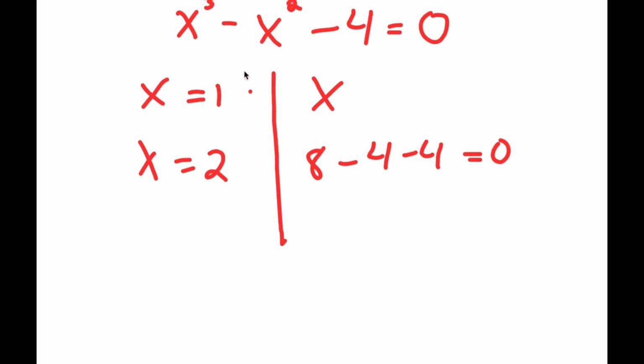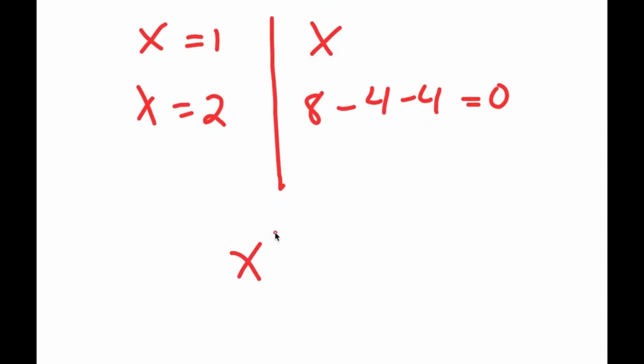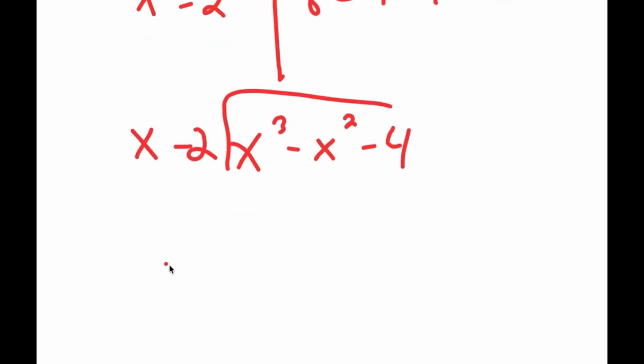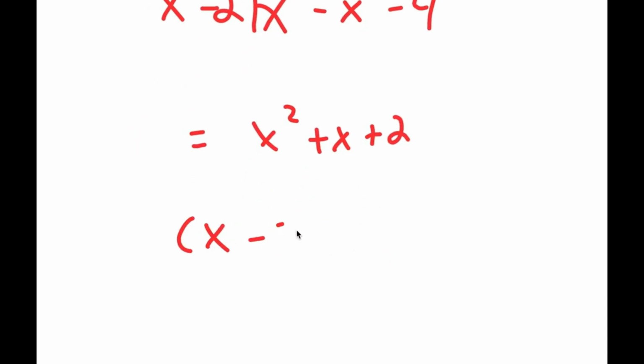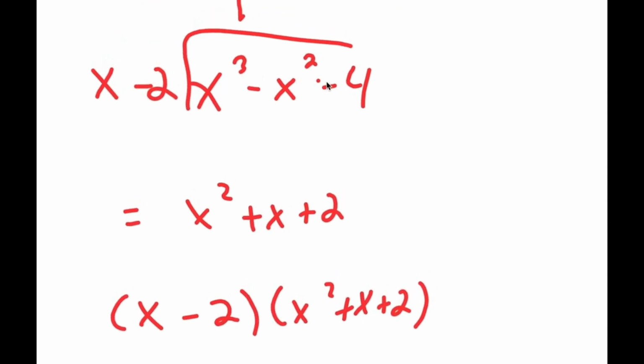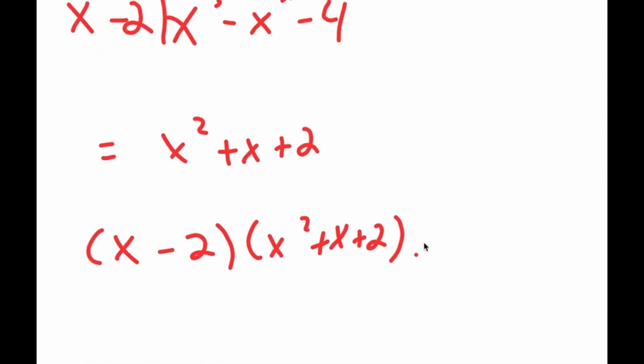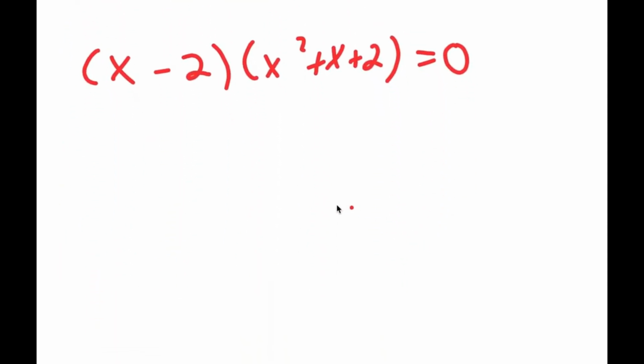I can divide it with this. So I have x to the power of 3 minus x squared minus 4 divided by x minus 2. And then this results in x squared plus x plus 2. So I get x minus 2 times x squared plus x plus 2 is equal to x to the power of 3 minus x squared minus 4. And remember, that's equal to 0. So I have this is equal to 0.